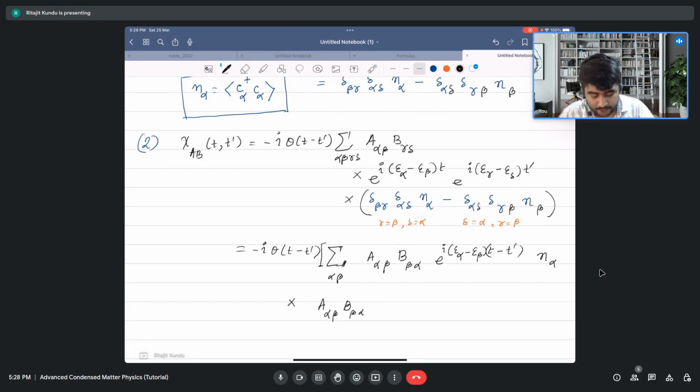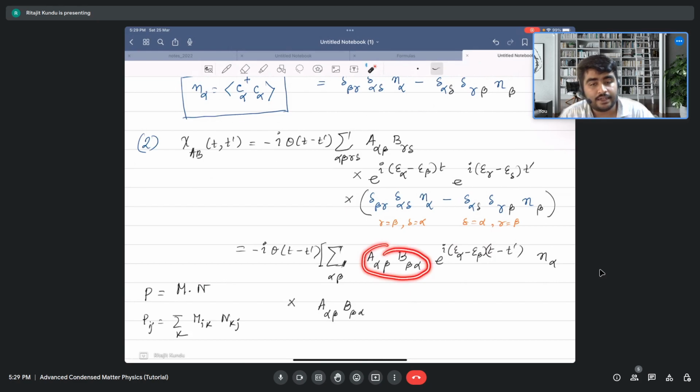When we have a matrix multiplication, let's say m times n, which is some matrix P, and if I ask what is the ij-th element, then you will give me the answer that it is m_ik times n_kj with a summation over k. You see that this turns out to be something like a matrix product, which is a nice thing.